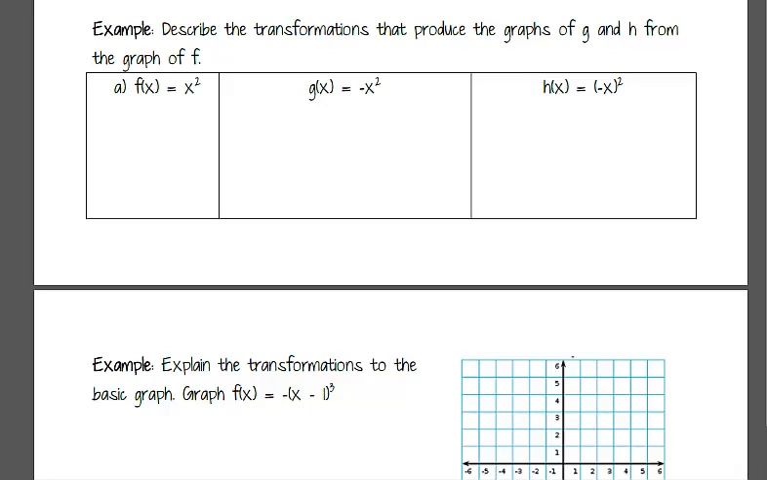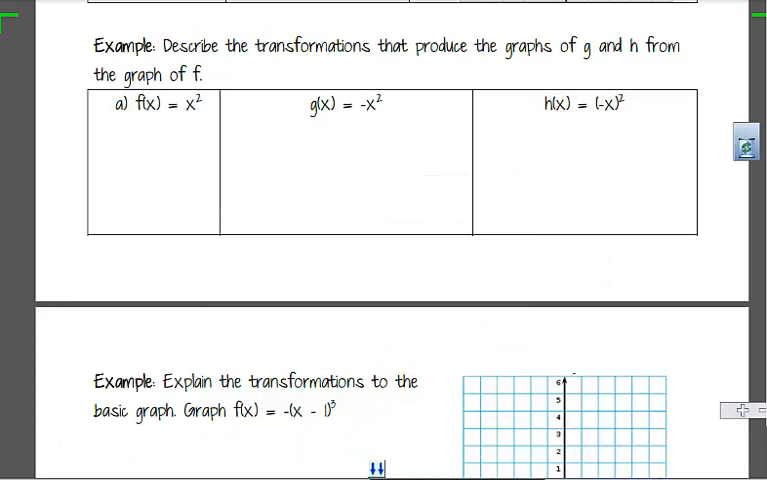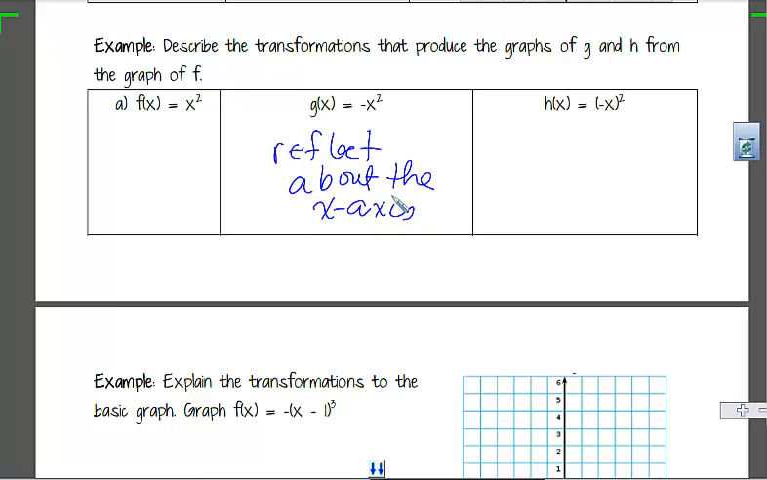So let's see, we have it again here. Our basic graph is f of x equals x squared. We've got g of x equals negative x squared. So we would expect what in this case? We're going to reflect. Where are we going to reflect? About the x-axis. The negative is not included inside the square. We squared it, then we did the negative.